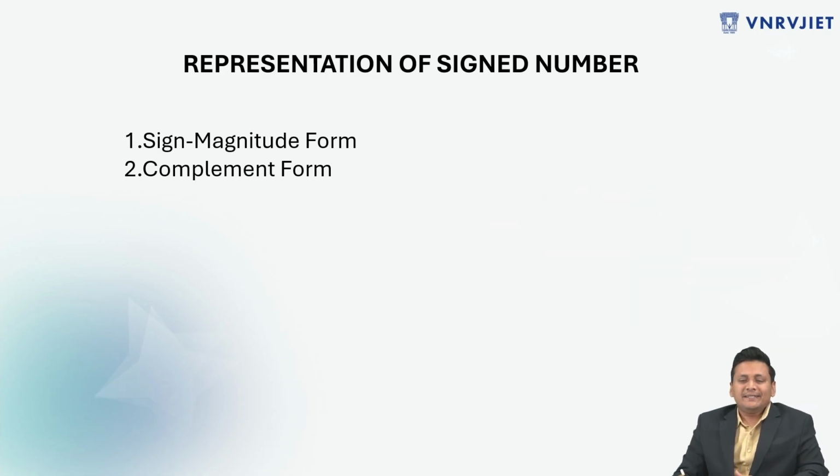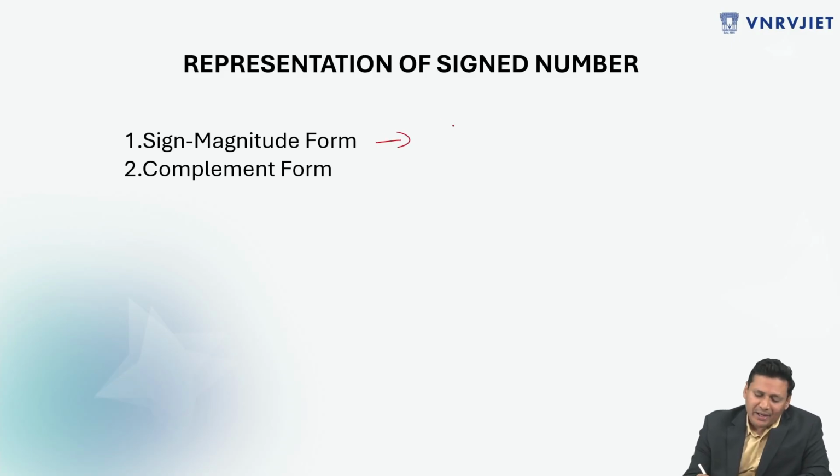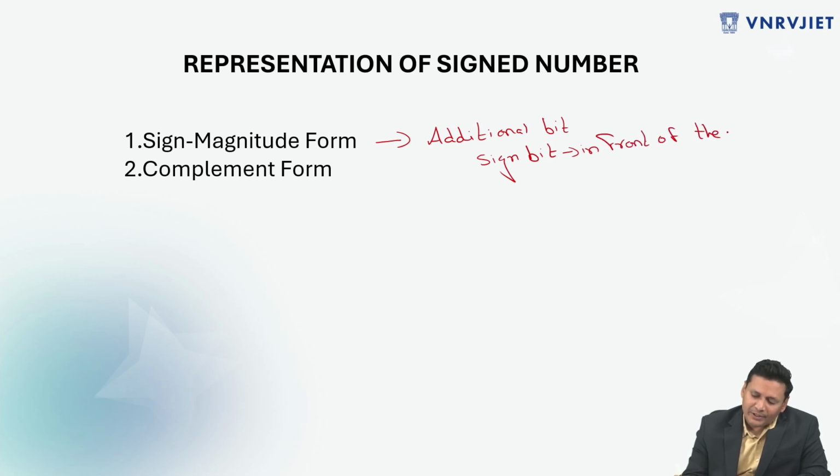For representation of any signed number, there are two methods. The first one is called sign magnitude form. The second one is the complement form, right? So what happens in sign magnitude form? In sign magnitude form, we will use one extra bit, or one additional bit, which is called a sign bit, and it is placed in front of the number.